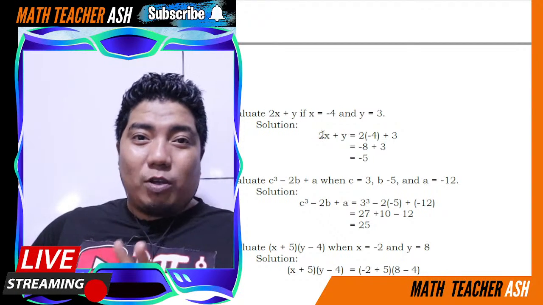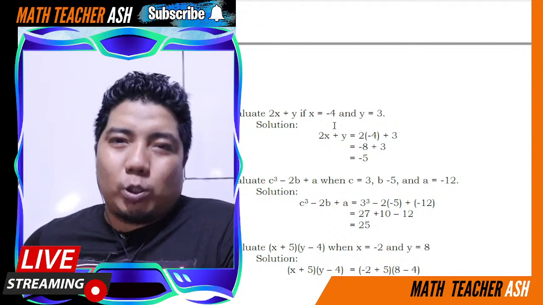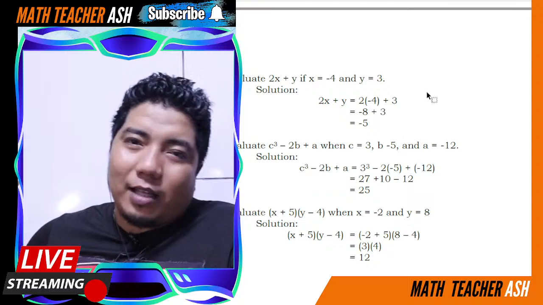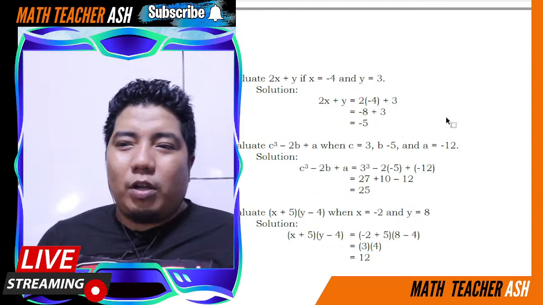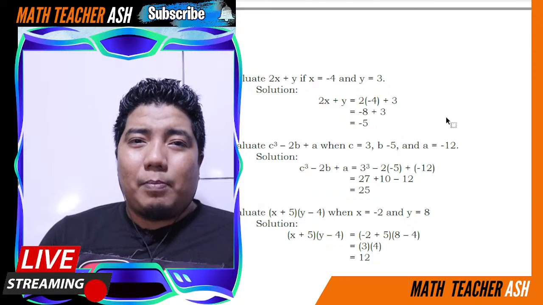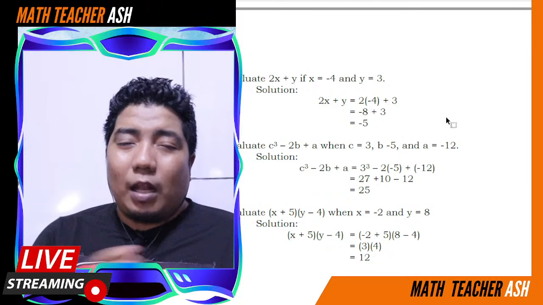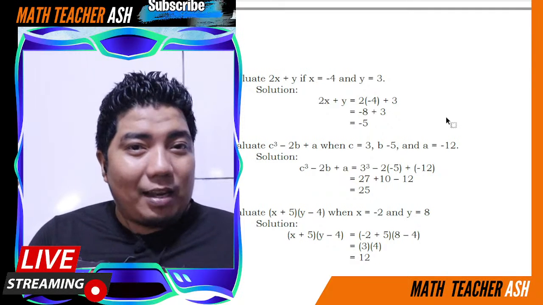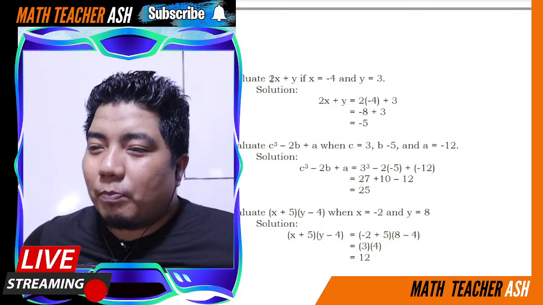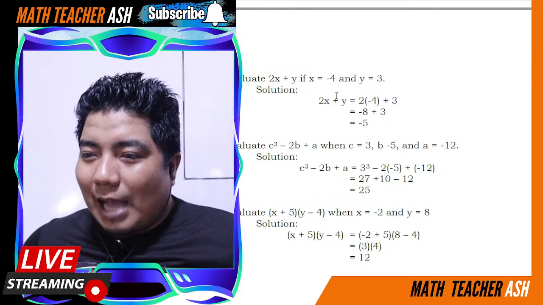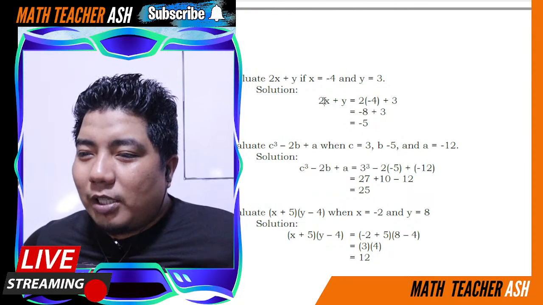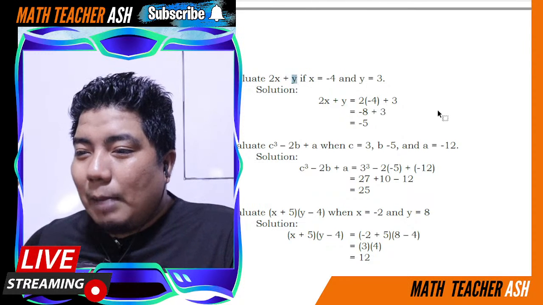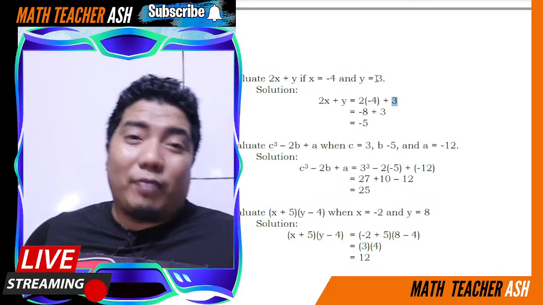What if dalawang variable? 2x plus y. Okay. So, 2x plus y. Yung x mo daw ay negative 4. Yung y mo ay negative 3. Paano mo i-evaluate ngayon ang expression na ito? Of course, dahil meron kang dalawang value ng variable at dalawang variable din, so, si x ay papalitan ng value ng x. Si y ay papalitan ng value ng y. So, ang gagawin mo is to write 2, copy mo lang. Yung plus, copy mo lang din. Okay? So, ang gagawin mo is yung si x, papalitan mo ng negative 4 kasi yun ang value ng x. Si y naman ay papalitan mo ng negative 3 kasi yun ang value ng y.